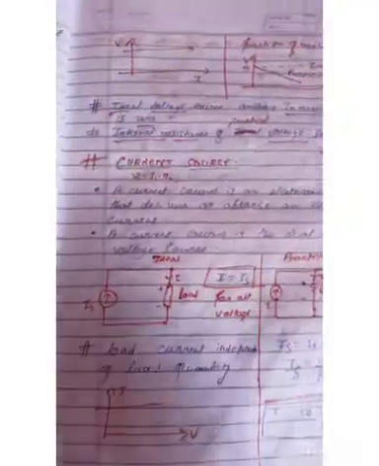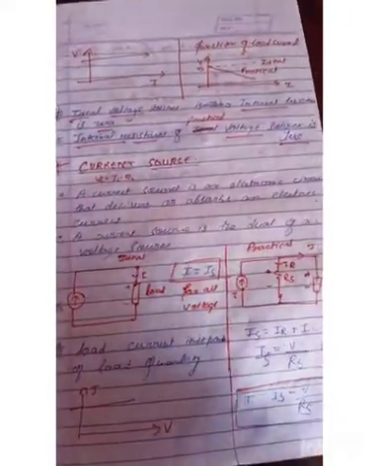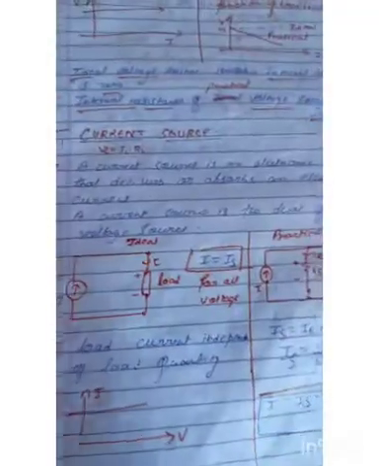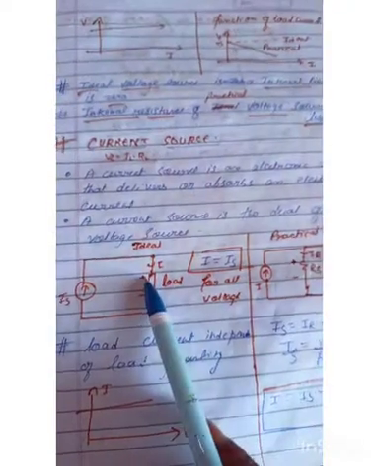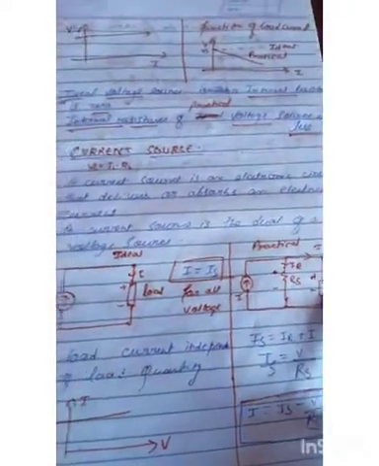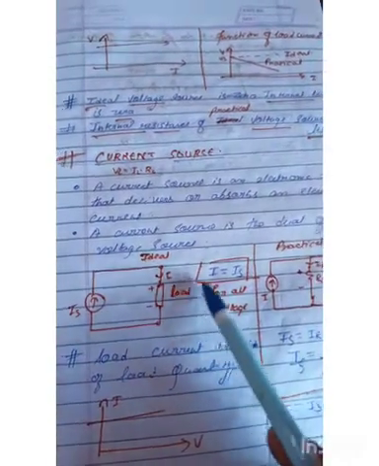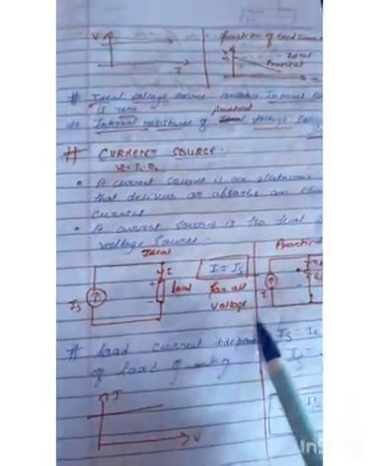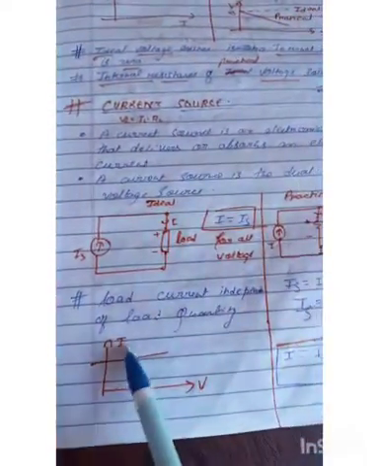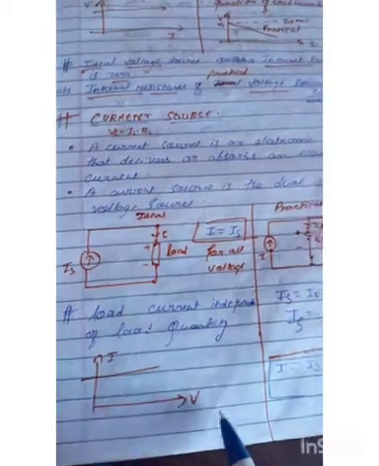Now about current sources. A current source is an electric circuit that delivers or absorbs an electric current. A current source is the dual of a voltage source. Ideal current source and practical current source. For the ideal current source, we take Is and a load and a current I. We will see that I is equal to Is for all voltage. Load current is independent of load quantity. We will see the graph.